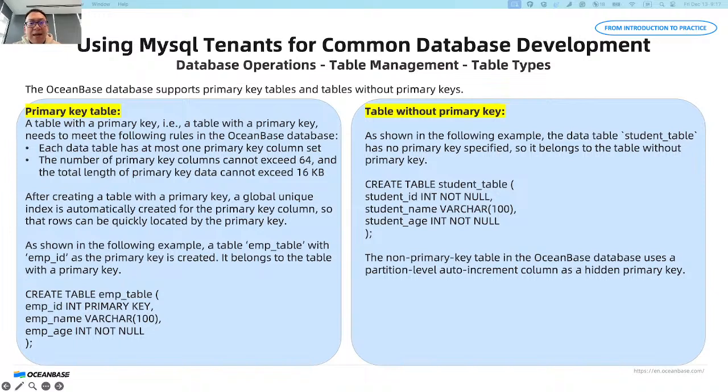For the table without a primary key, we need to note that OceanBase uses a partition level auto incremental column as a hidden primary key.